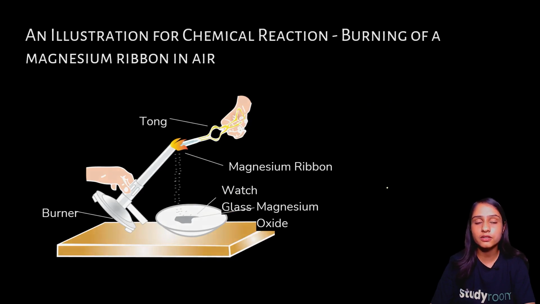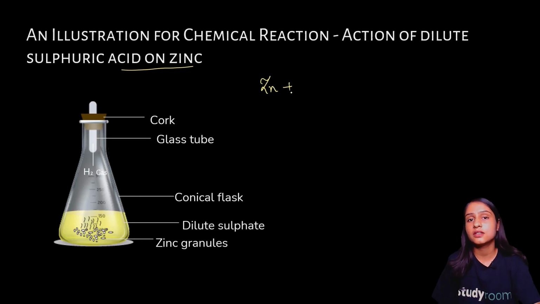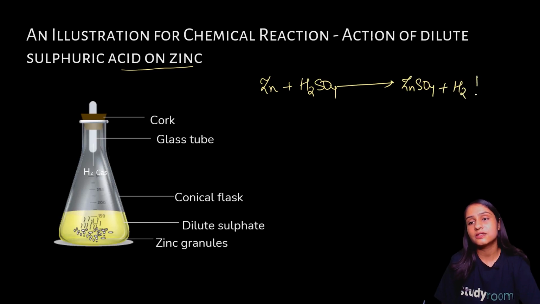So this is how we can say that a chemical reaction has taken place: when the reactant and the product have different properties. An illustration for chemical reaction: action of dilute sulfuric acid on zinc. So this is zinc, denoted as Zn. Then sulfuric acid. It gives what? ZnSO4 plus H2. This H2 gets emitted because it is in a gaseous form. So here the state changed.